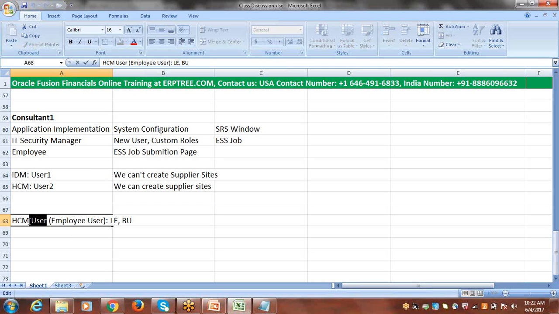At the time of HCM user definition, legal entity and business units are mandatory. So if I try to create an HCM user in a fresh instance, you don't find any legal entity or any BU. It shows blank. So you cannot. That is the reason we start with the IDM user and get ready with whatever definitions are required. Then whenever our LEs and BUs are ready, we'll switch to the HCM user that will have all the privileges.